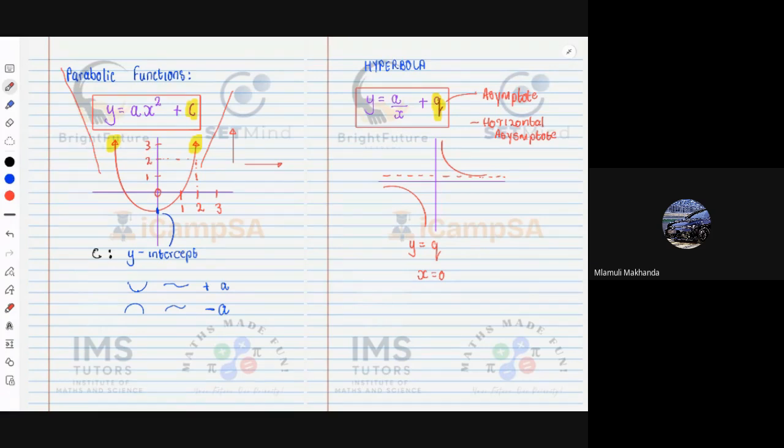So let's take the formula again. y is equal to a over x plus q. And then we substitute the x: a over 0 plus q. So anything divided by 0 is what? Is 0. So hence y is equal to q. This is our horizontal asymptote. I forgot to put the arrows here.